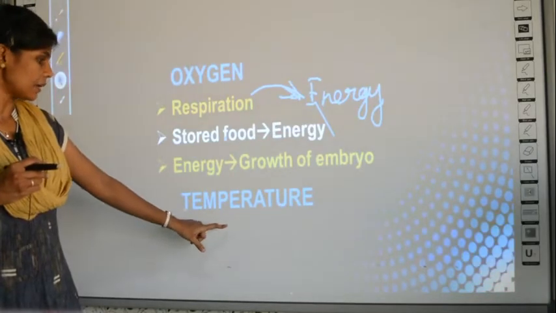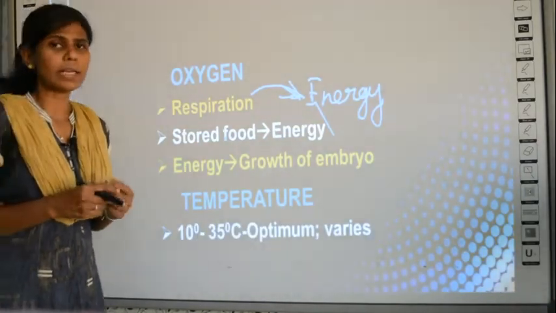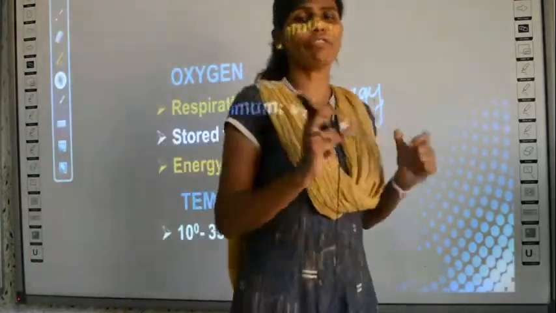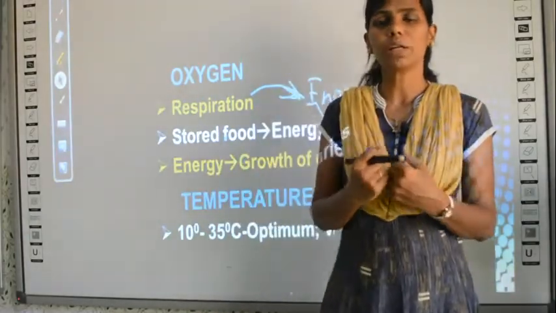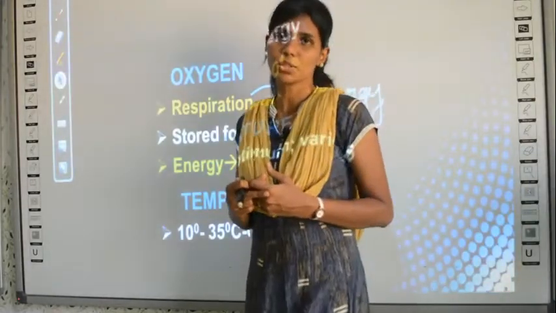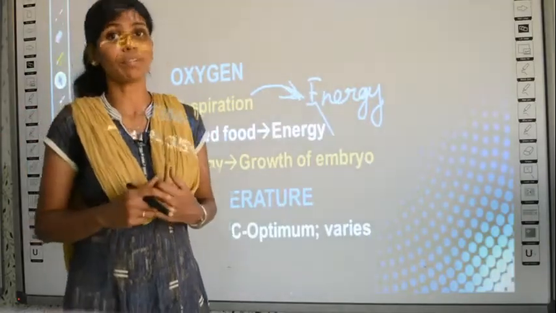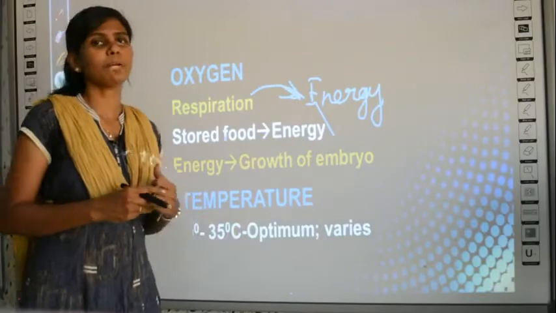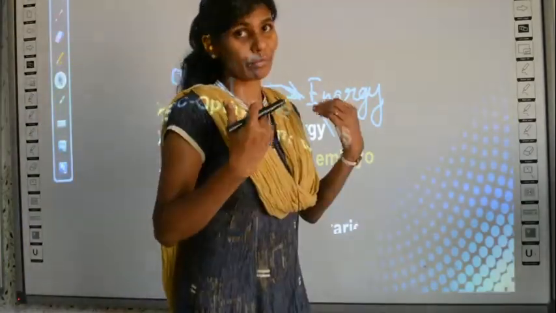And the final factor for germination is temperature. Usually a plant can grow in temperatures between 10 to 35 degrees centigrade. So below 10 degrees it will find difficulty in growing, and above 35 also usually the plant dries because of higher temperature, no? So when the temperature is between 10 and 35 degrees, the plant can grow very well. Every plant will have an optimum temperature. Optimum temperature means the best temperature at which it can grow.